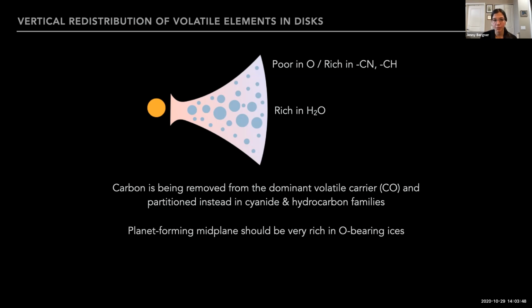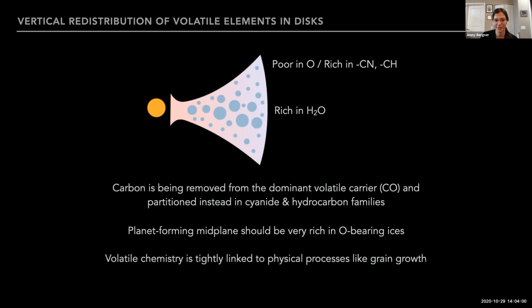Another important implication of this is that we expect the planet-forming midplane should be very rich in oxygen-bearing ices. So we need this water-rich midplane to explain where all the oxygen has gone from the gas. We also infer that the volatile chemistry is very tightly linked to physical processes like grain growth, and that the interplay between physical and chemical evolution is going to be very important.